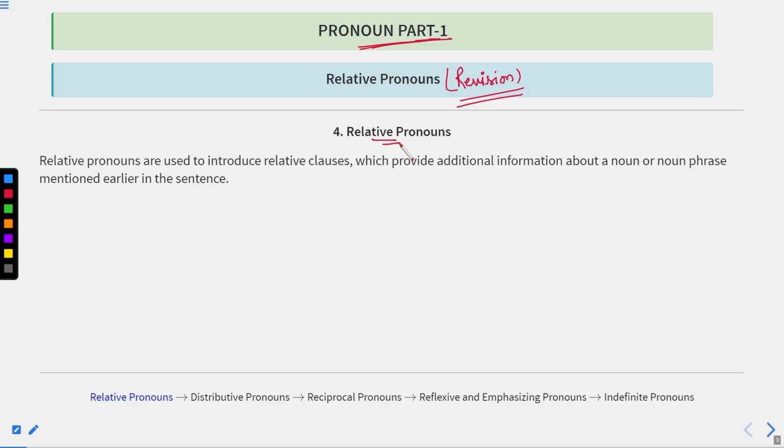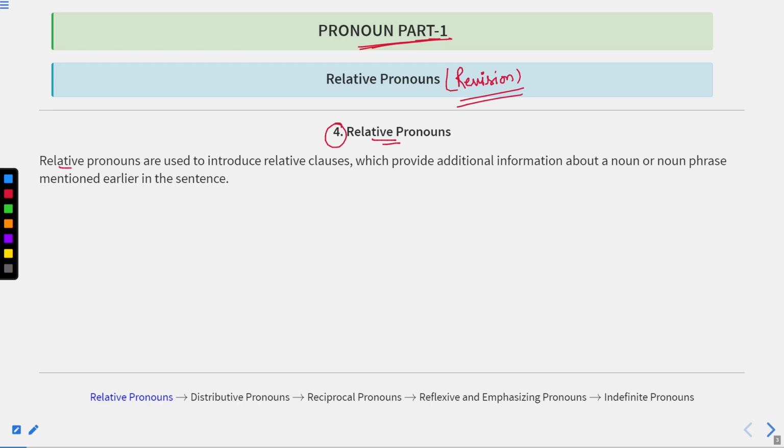First of all, we'll discuss what are relative pronouns. As you can see that it is written over here, that is 4. It means this is the part that we had concluded in part 1. So from that part 1 only, we are revising something. After that, we'll begin with part 2 of this chapter.